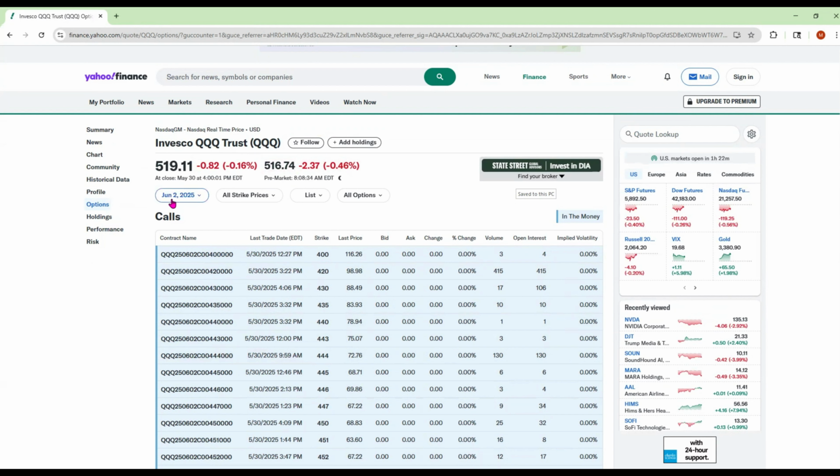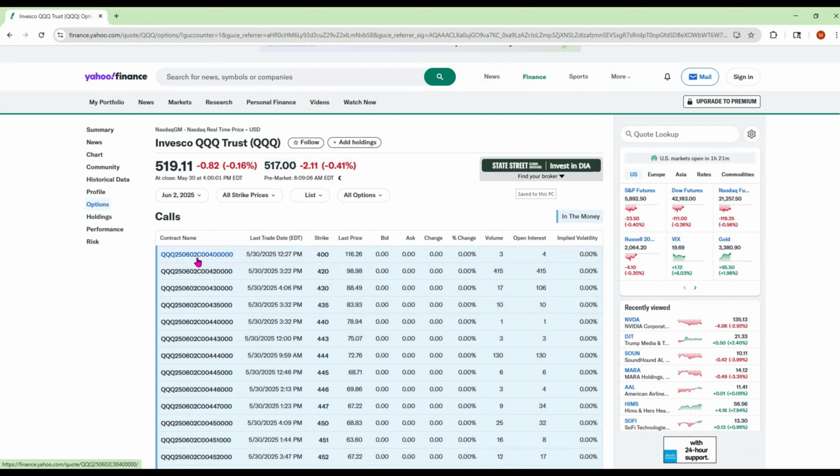So we're looking at the June 2nd expiration date, which is today, so a 1 day. And we'll look at the calls. In this case, the calls are on one chart and the puts are on another. But let's first understand how to read this. Each one is a contract. So this is QQQ 25, so 2025, this year, 06 this month, 02 today.